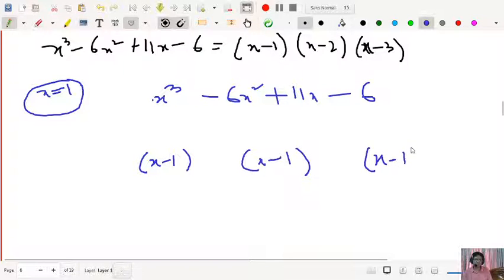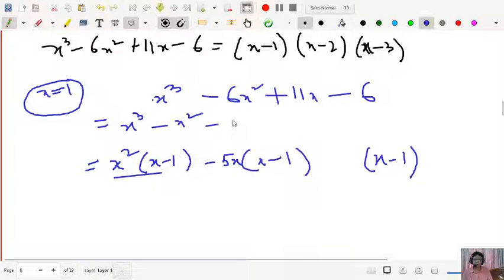So you write x minus 1 times something. You have x cube, so what should the multiplying factor be? x square, to make it x cube. If you expand, you will get x cube minus x square. What should be here? Minus 5x, because you need 5 more to make it minus 6. This is called the vanishing method. Plus you need 11, but you have 5, so you need 6 more.